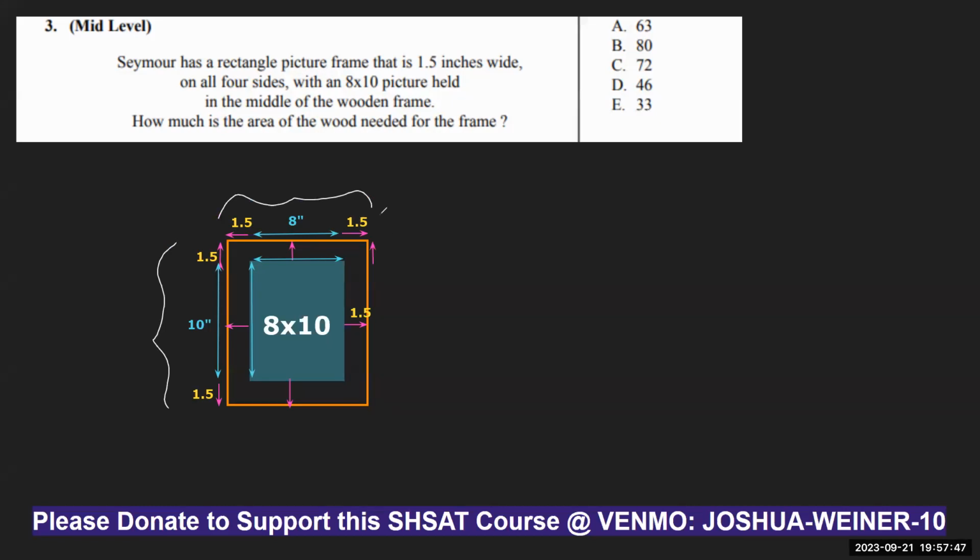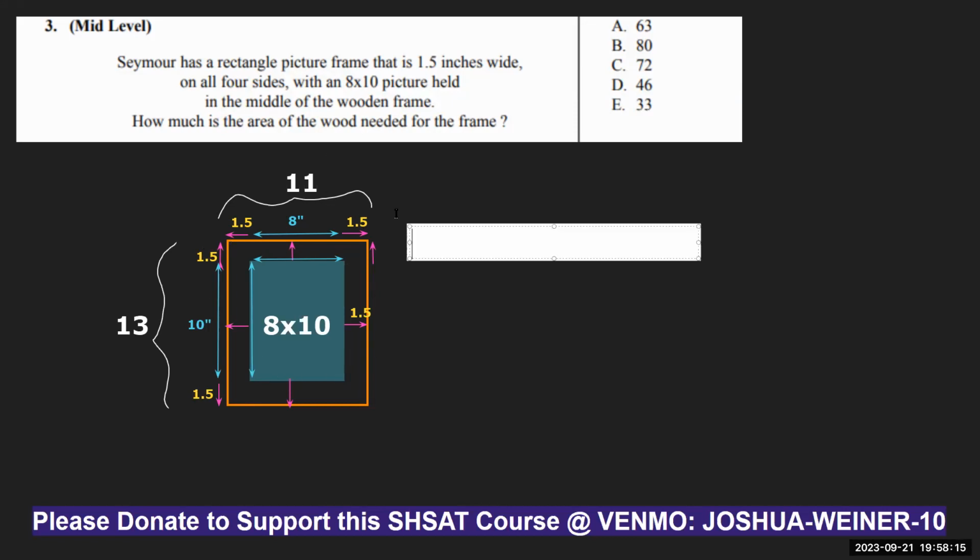Well, 1.5 plus 1.5 is 3. So 8 plus 3 is 11. So we get 11. I'll put that on top here. And then 10 plus 3 is 13. So the large wooden picture frame, the outside larger rectangle, is 11x13. The inside photo that it's being trimmed around is 8x10.